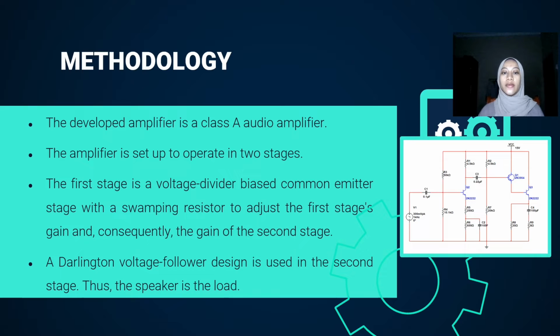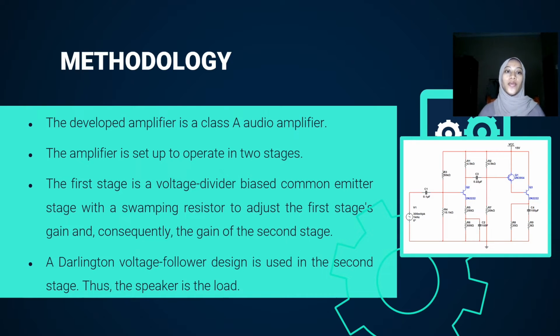In this project, we develop a class A audio amplifier. We set it up to operate in two stages. The first stage is a voltage divider bias common emitter, and the second stage is a Darlington. And we changed the speaker to a load, which is a resistor.